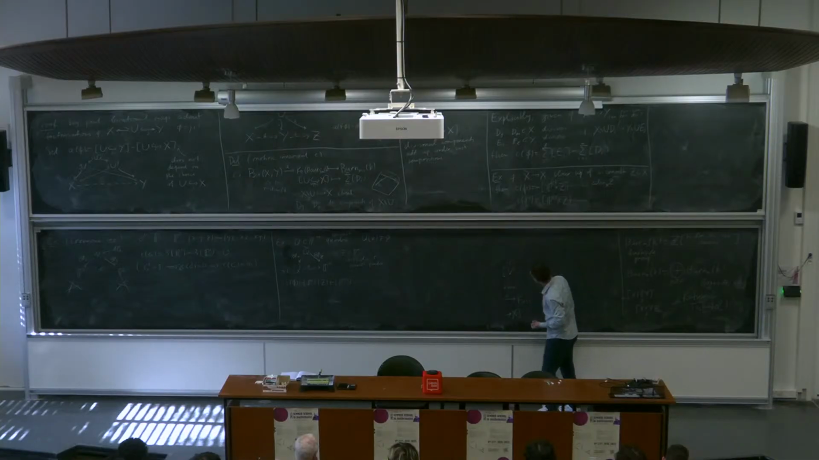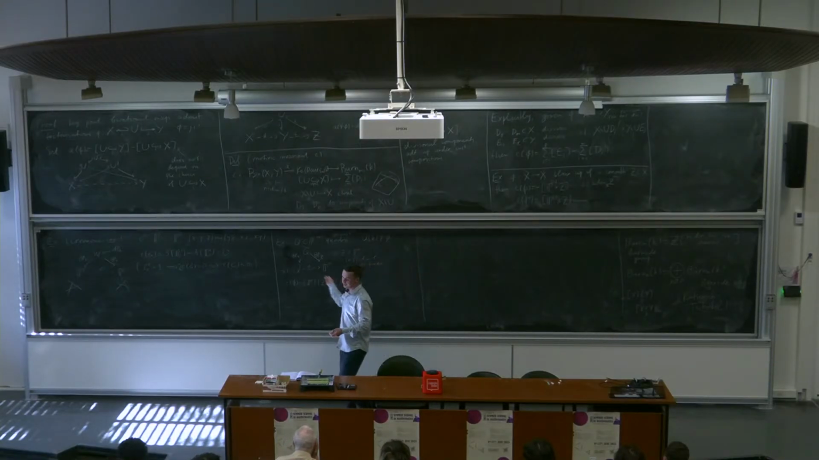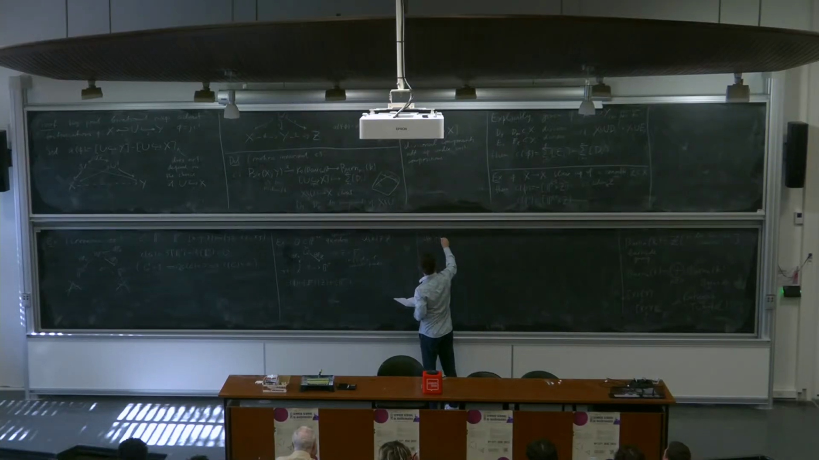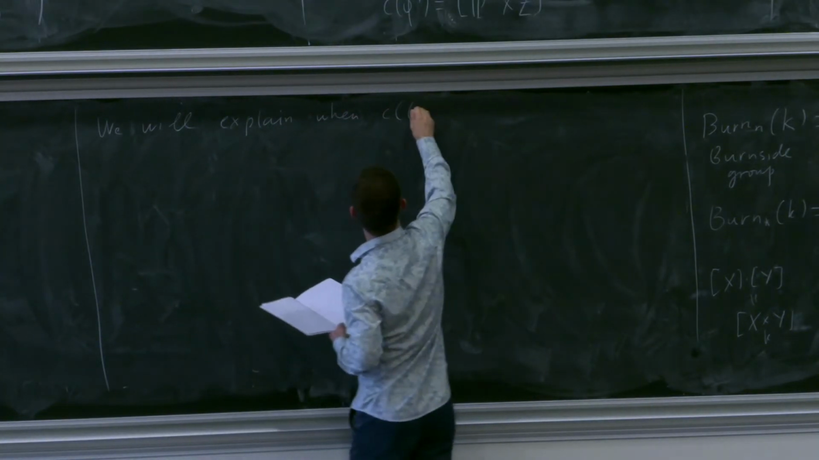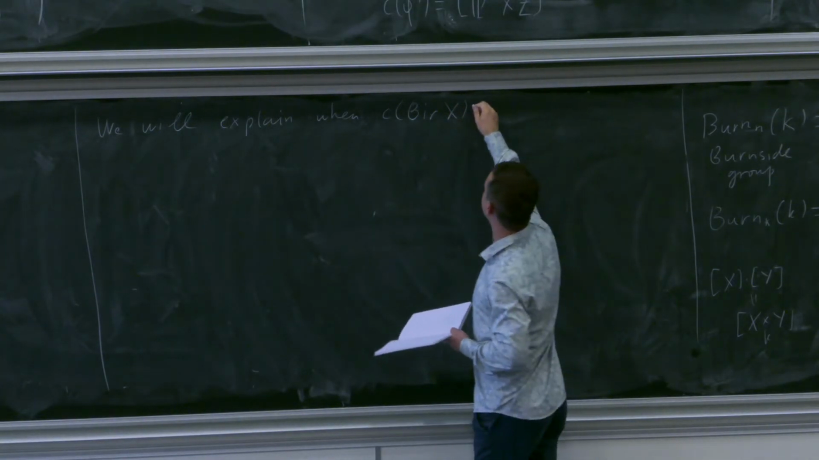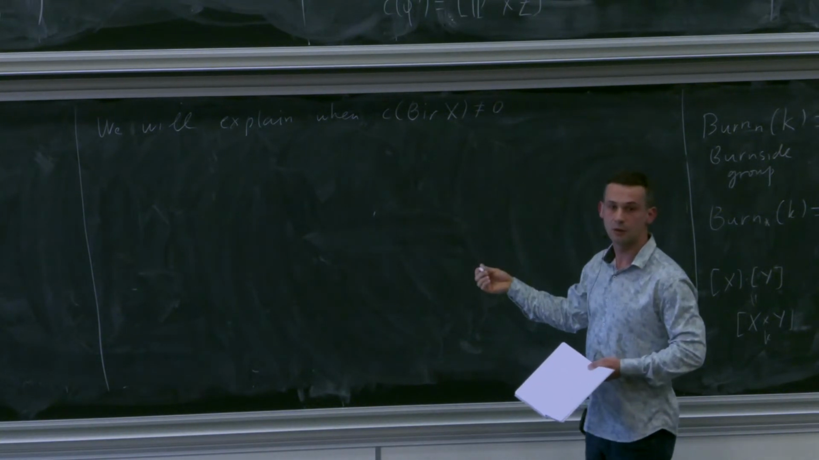So what happens is that it's easier to prove that certain values are zero than non-zero. Specifically, let me give you the table which shows when this invariant vanishes and when it does not vanish. That's the main question for this lecture: we will explain when C of bir of x, which is interesting to apply to self-maps in practice, is 0 or not 0. And non-zero is surprising and interesting.